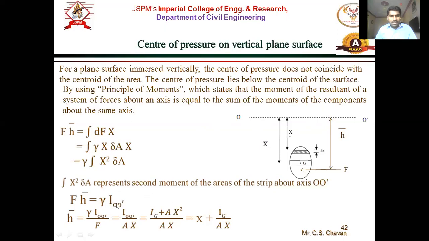This I_O dash is written as moment of inertia about centroid Ig plus area into distance square, that is the parallel axis theorem, right? So why is the parallel axis theorem applicable here? Because the moment of inertia of the fluid and the moment of inertia of the surface will not coincide with each other. Therefore here we have to use the parallel axis theorem. Both the centroids, for the fluid and for the surface, we have to make coincide.